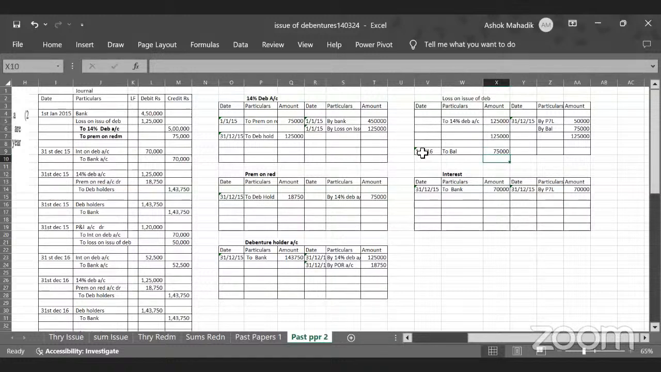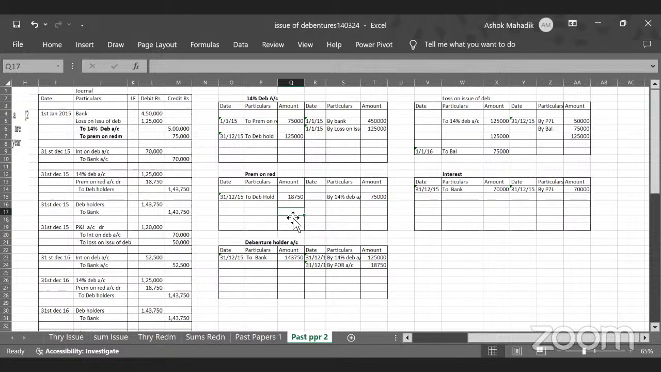Okay, what you do for debenture holder and premium, you use a separate account, a separate page. Okay, because you may have to use many lines for these accounts. But for this interest and loss on issue, you can just make two accounts on one page. Okay, you try and practice this, so you'll come to know how much page you actually need.